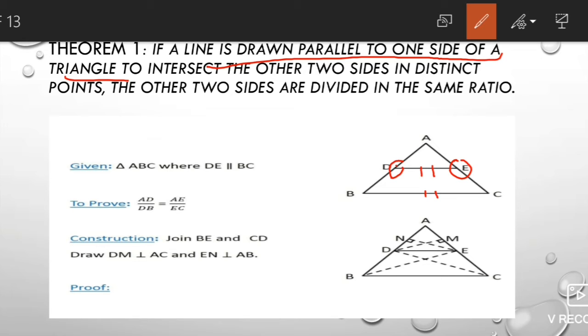That means you have to show that AD by DB is equal to AE by EC. So what you have to show? You have to show that AD by DB is equal to AE by EC.